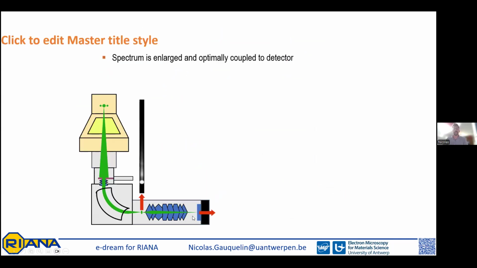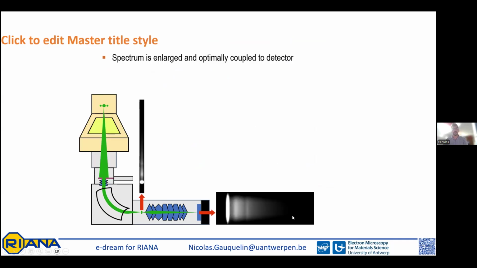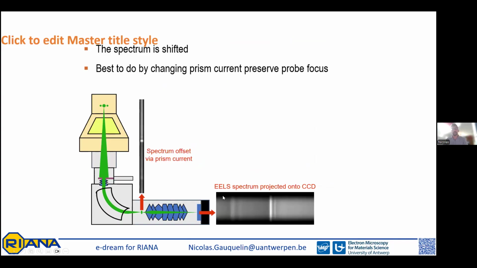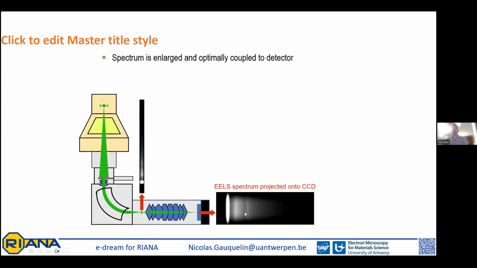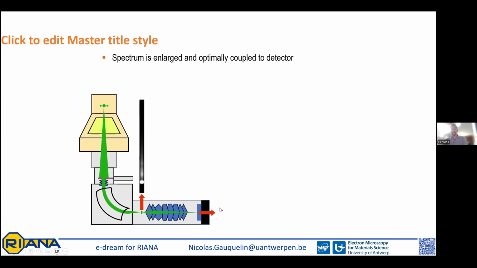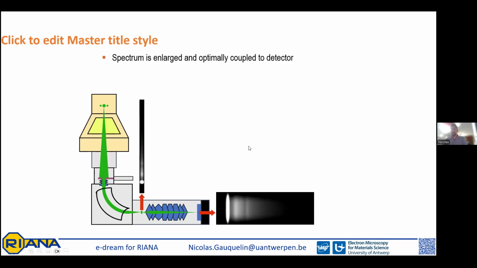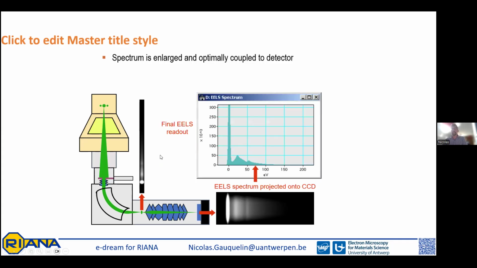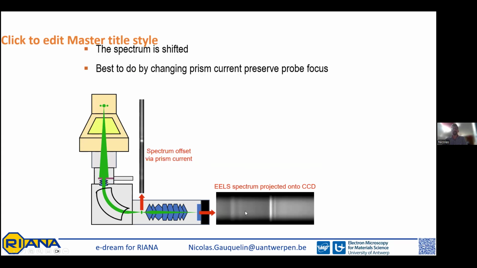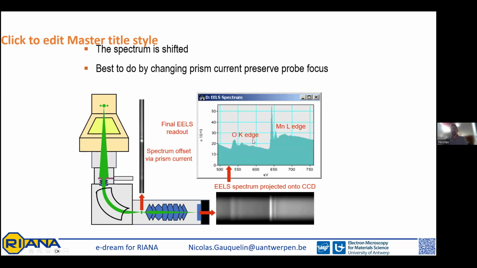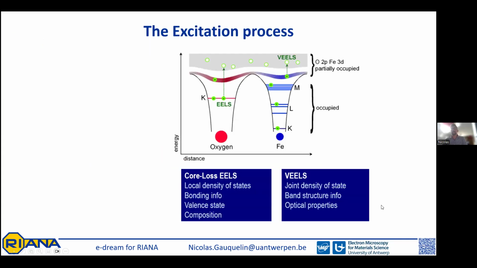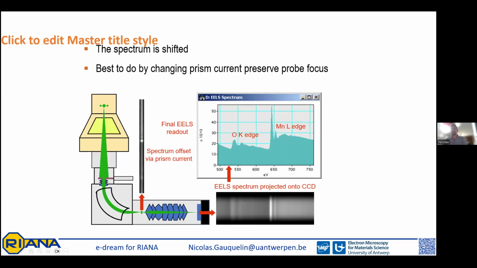So how does it work in practice? Here you see the spectrometer with all the lenses inside the spectrometer, and then you get the EELS spectrum, which can give you an enlargement on the camera, and on the camera you get the following. So here is your zero loss peak, which you can integrate and get the following signal on your CCD. But by shifting the spectrum offset with a prism current, you can actually get a core loss signal, like here where you see the oxygen K edge and the manganese L edge.